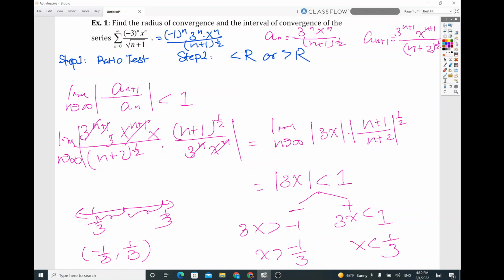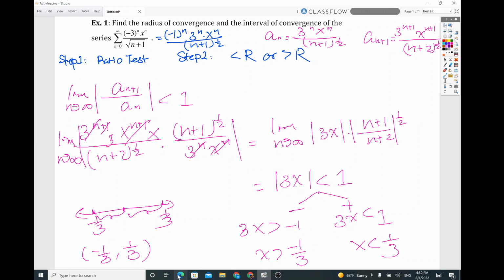Now the thing is that another part of the checkpoint here, we need to make sure that the endpoint, sometimes the endpoint would be considered convergent as well. So in between negative 1/3 to 1/3, for sure the series is going to converge for the x value from negative 1/3 to 1/3. But what about the endpoint? So the next thing that you want to do is to check the endpoint.